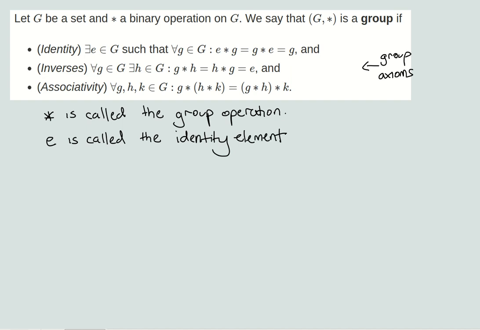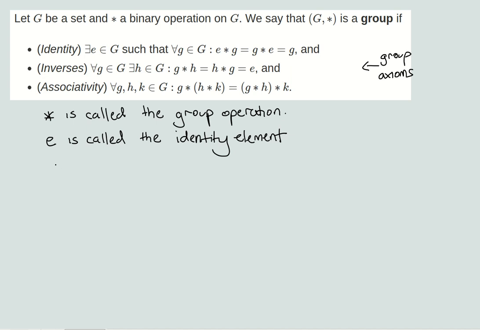Or sometimes just the identity of the group G. So another piece of vocabulary you will hear is that people will say something like "G forms a group under the binary operation star" to mean that (G, star) is a group. Okay, some more notation then.